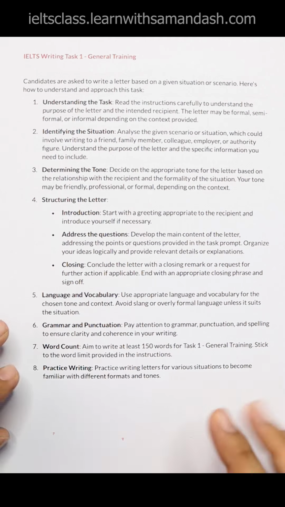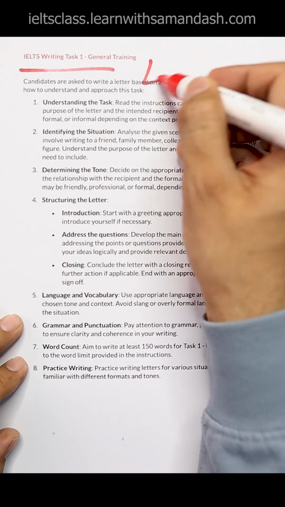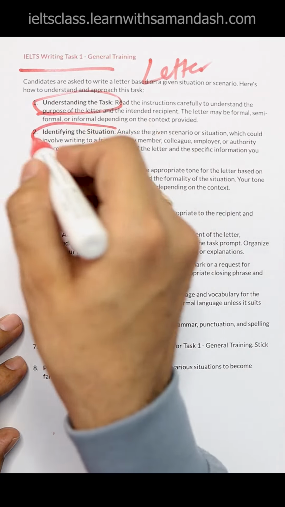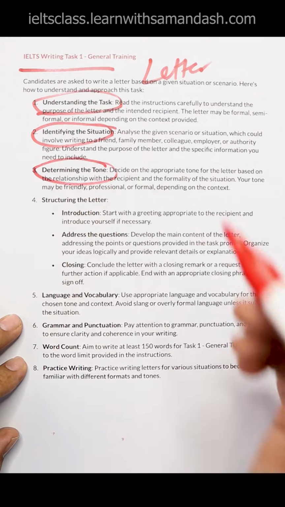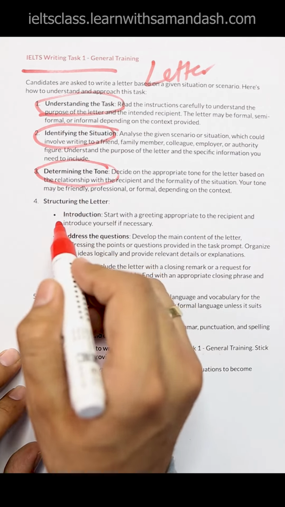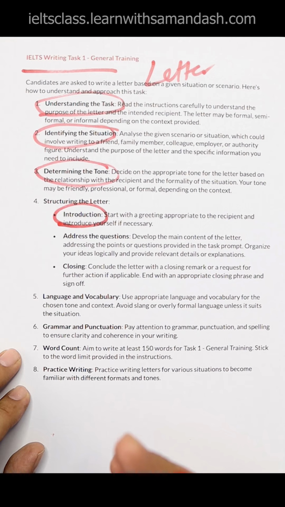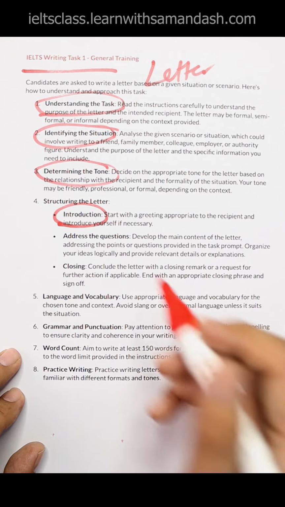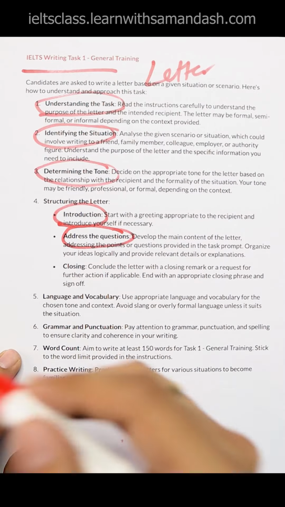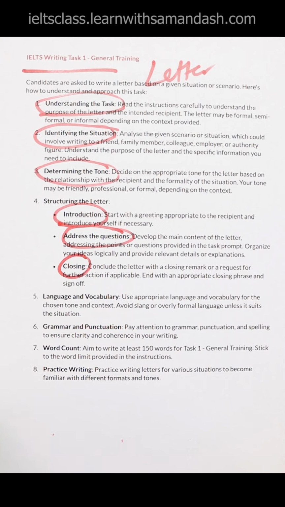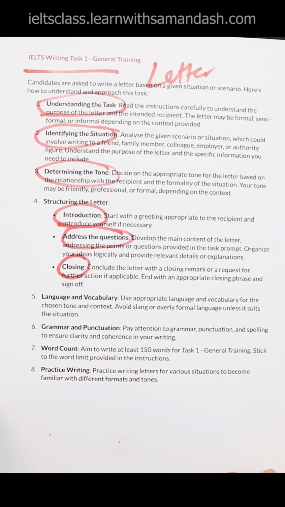In general training, we have something called letter writing. Basically, you have to write a letter from the question. You have to understand the task, identify the situation, who I'm writing the letter to, and determine the tone, because it can be formal and informal, both, right? The structure is very simple. Introduction, that means opening, because if it is formal you write an introduction, otherwise you can have a nice sentence such as, oh, last time we met, we did this. Address the questions, whichever we have. There are 3 to 4 questions extra along with the statement, and then a nice closing, such as I hope to see you soon, or hearing from you soon, or whatever statement you want to write.